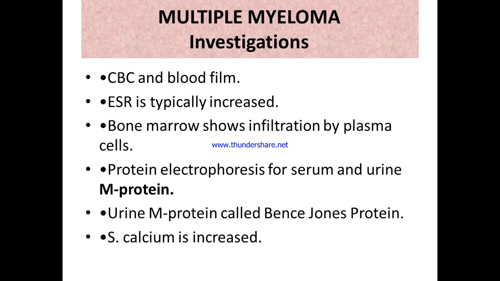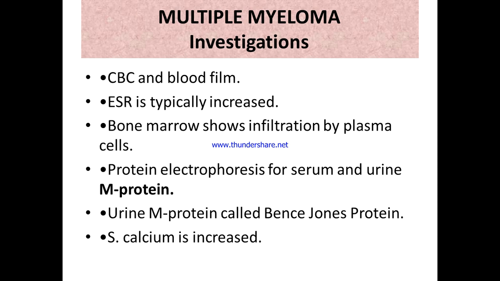What are the investigations for multiple myeloma? Complete blood picture and blood film. ESR is usually increased. Bone marrow shows infiltration by plasma cells, and by doing protein electrophoresis for serum and urine, we will see a spike for the M protein. When this M protein is discarded in the urine, we can detect it, and here in the urine it's called Bence-Jones protein.